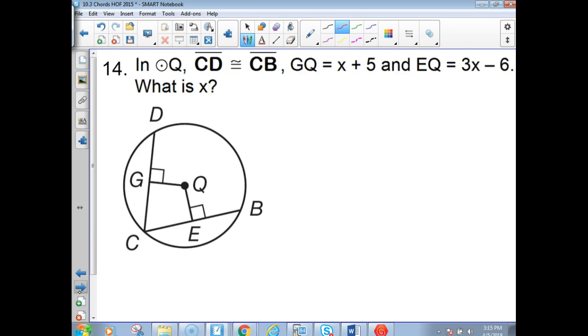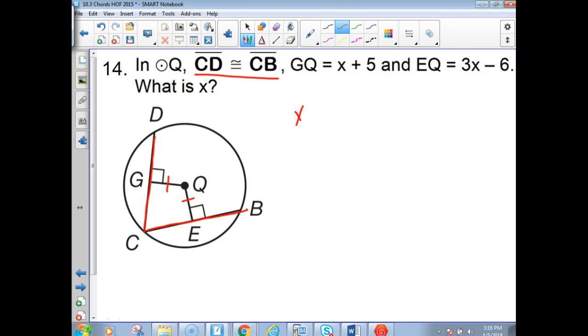All right, number 14. What does QE being perpendicular and QG being perpendicular here tell me? It says the circle has center Q, and up here it says CD is congruent to CB. That would mean these have to be equal. Because they told me the chords are equal, now those have to be equal.